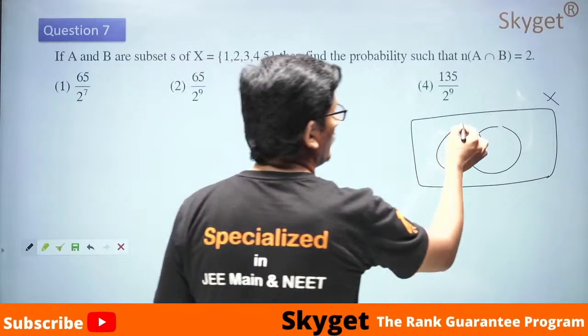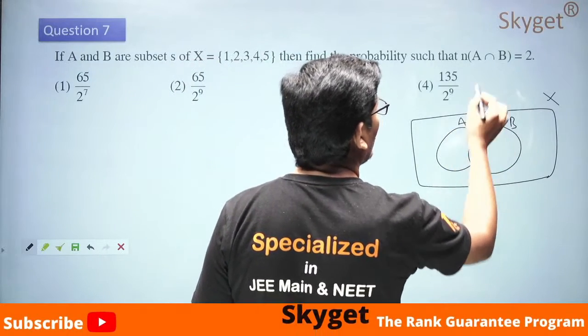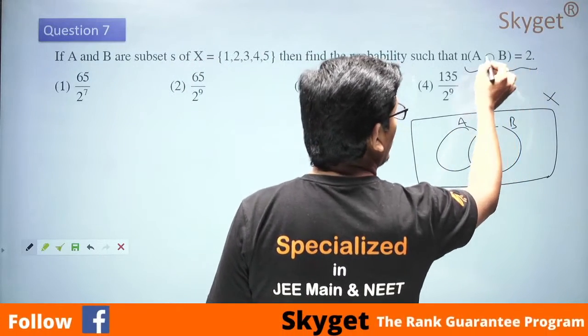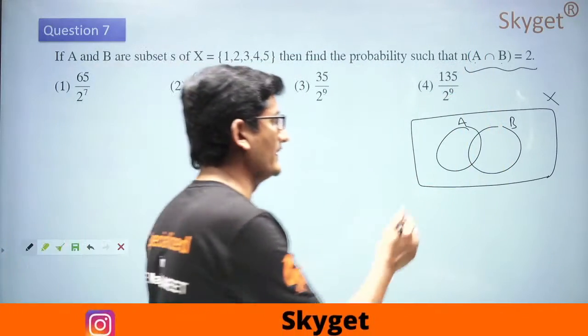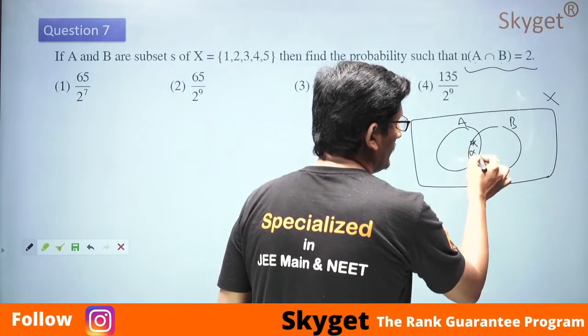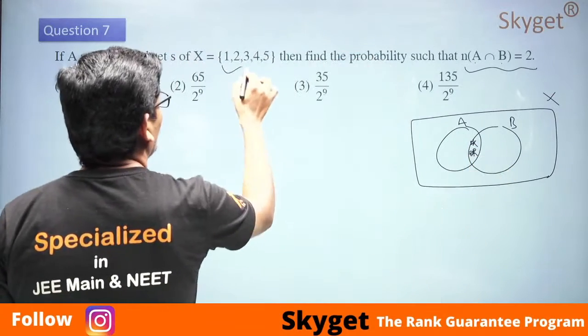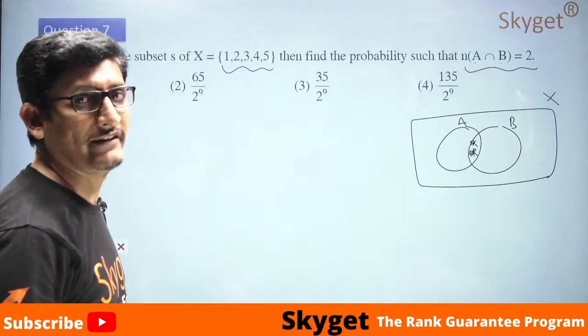Okay, so this set is A and this set is B. Both A and B have only 2 elements. Total how many do we have here? 5. Total we have here 5.